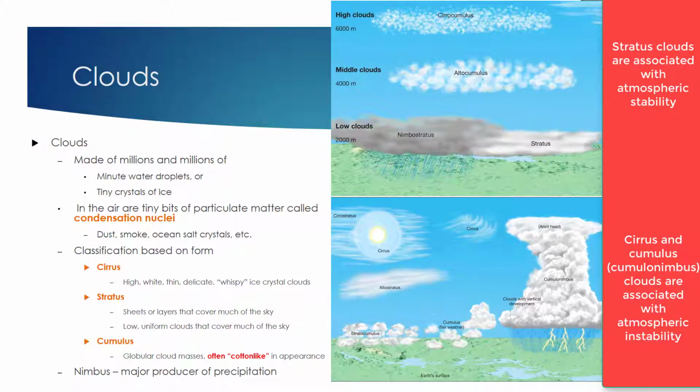The next classification I'd like to discuss is stratus. Stratus clouds will form sheets or layers that cover much of the sky. And stratus clouds are also going to be located in the lower regions of our atmosphere. The third and final classification based on form is cumulus. Cumulus clouds are globular cloud masses, and they're often cotton-like in appearance. In fact, the picture you see on this slide is a picture of cumulus clouds, and they look like big floating cotton balls. Now, it's also important to note that if you see nimbus in the name of a cloud, we're talking about a cloud that will produce precipitation. And on the coming slides, I will overview nimbostratus clouds and cumulonimbus clouds.